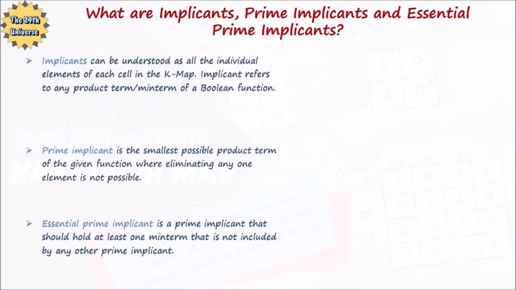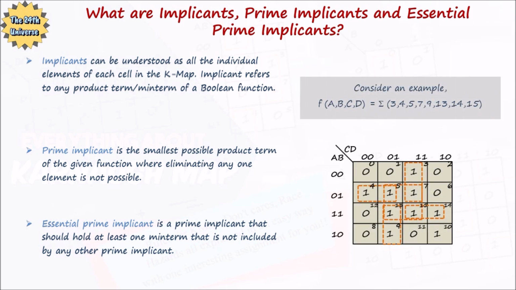An essential prime implicant is a prime implicant that holds at least one min term that is not included by any other prime implicant. This can be better understood with an example. Consider a 4-variable Karnaugh map ABCD as follows, already mapped in sum of products form. Here, the implicants are A bar B C bar D bar, A bar B C bar D, A bar B bar C D, A bar B C D, A B C bar D, A B C D, A B C D bar, and A B bar C bar D. There are a total of 8 implicants.